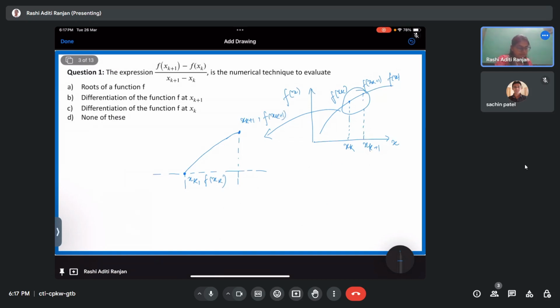So this is how it is. If you see, this is f of xk plus 1 minus f of xk, correct? It is the difference. And if I talk about this distance, this is actually xk plus 1 minus xk, right? And it is talking about the ratio of these two.